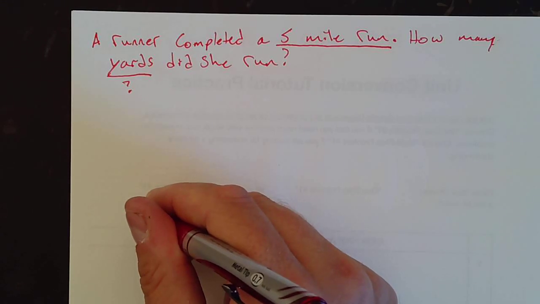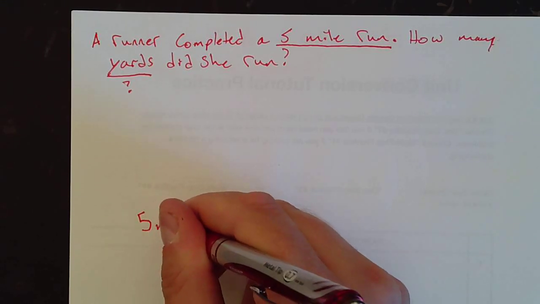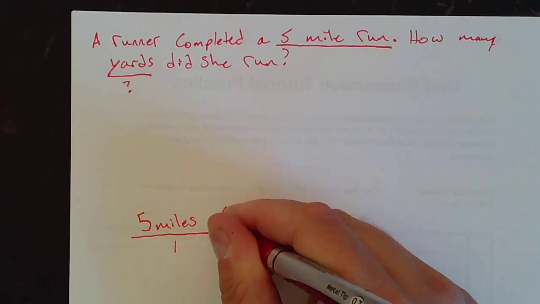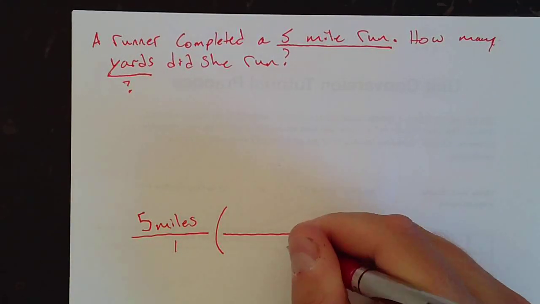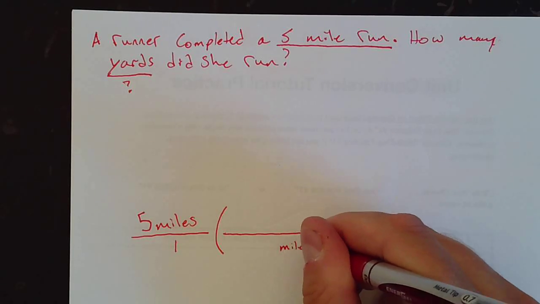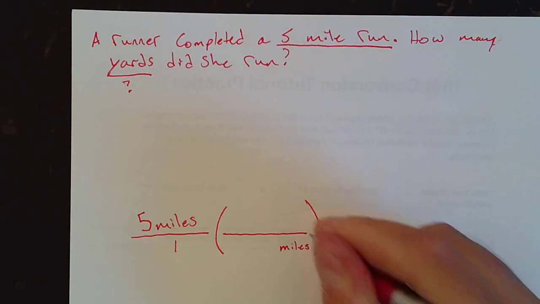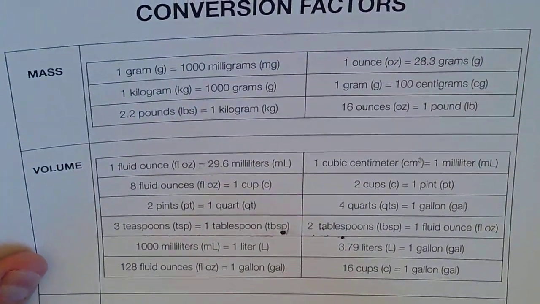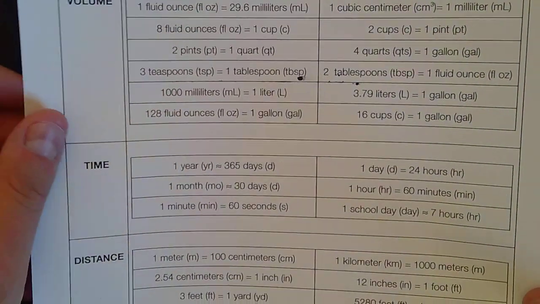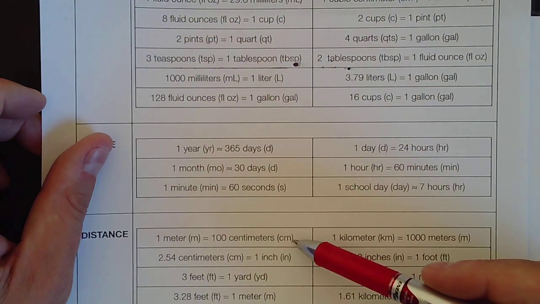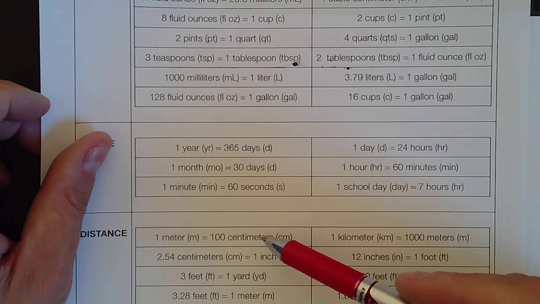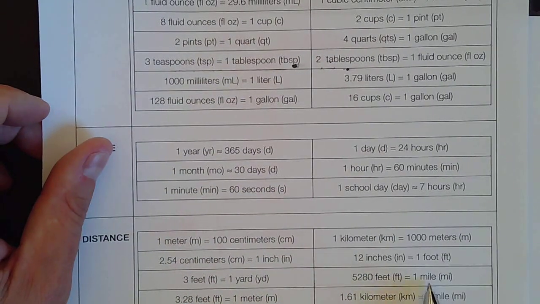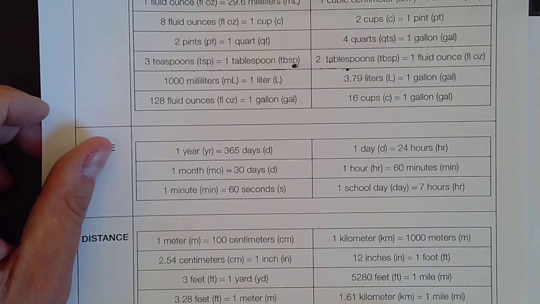So we're going to start with what I have. That's 5 miles. Pop that over 1. And then I'm going to start to fill. So now I have to find the conversion factor that gets me from miles to something else. I don't know what that thing is yet. Could I find one with yards, or could I find something with something different? So let's look through here. We have yards to meters. Do we have miles? Oh, we got miles. We got miles to feet, and we have miles to kilometers.